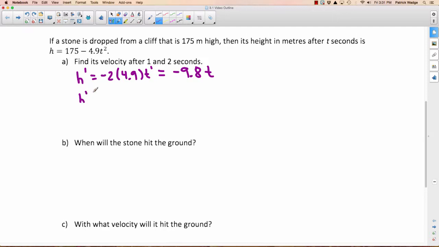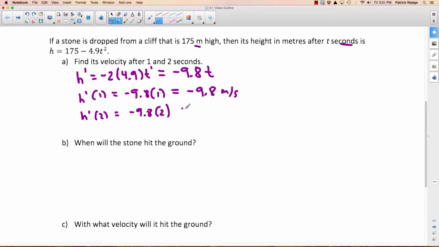What we want to know is 1 and 2. So let's plug 1 into this. Negative 9.8 times 1 is negative 9.8. Negative 9.8 what? Meters per second. And if we put 2 in there, negative 9.8 times 2 is negative 19.6 meters per second. So here are our two answers.